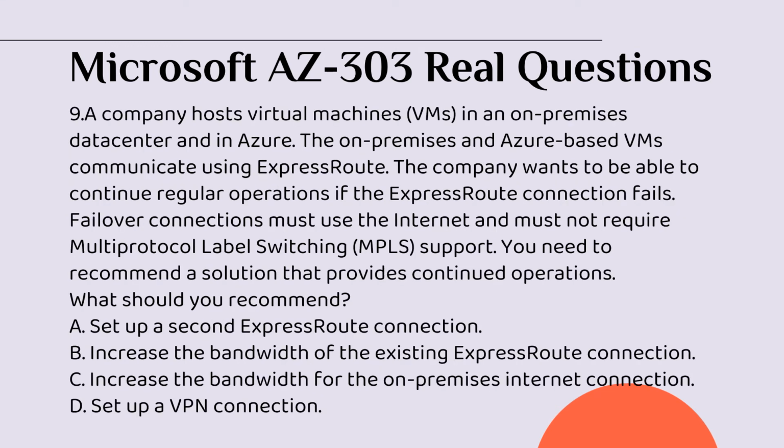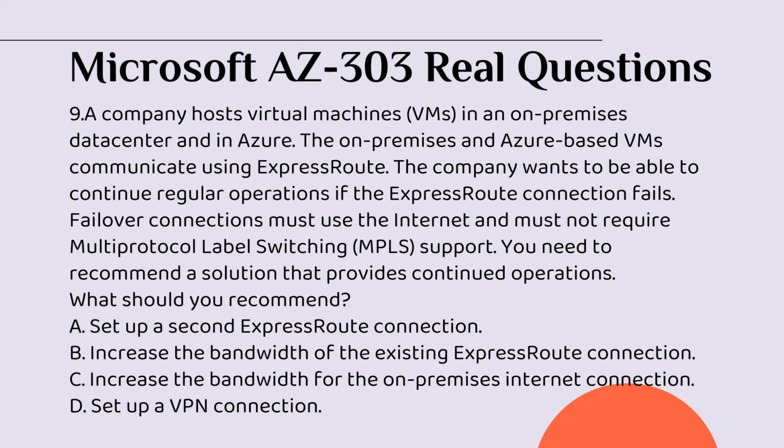9. A company hosts virtual machines, VMs, in an on-premises data center and in Azure. The on-premises and Azure-based VMs communicate using ExpressRoute. The company wants to be able to continue regular operations if the ExpressRoute connection fails. Failover connections must use the Internet and must not require multiprotocol label switching (MPLS) support. You need to recommend a solution that provides continued operations.